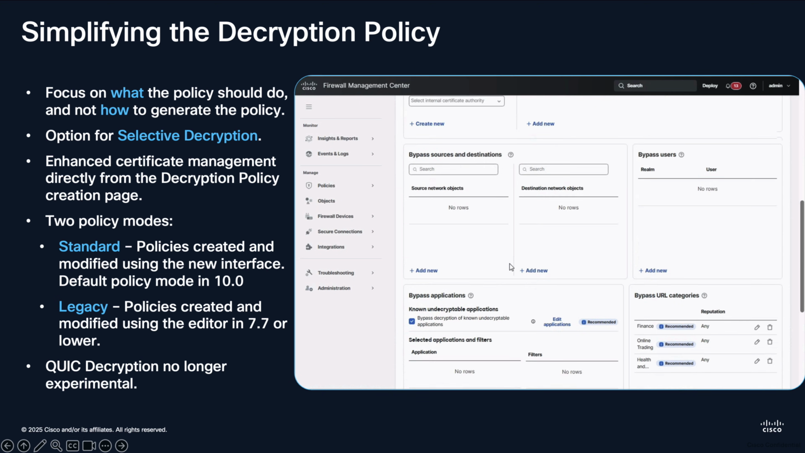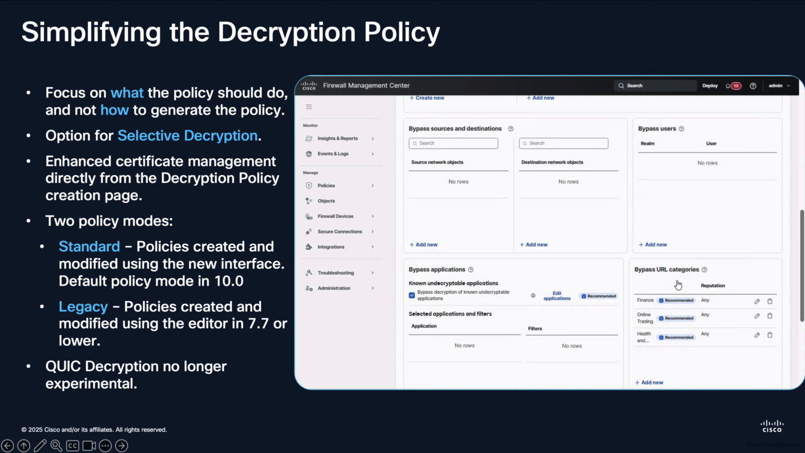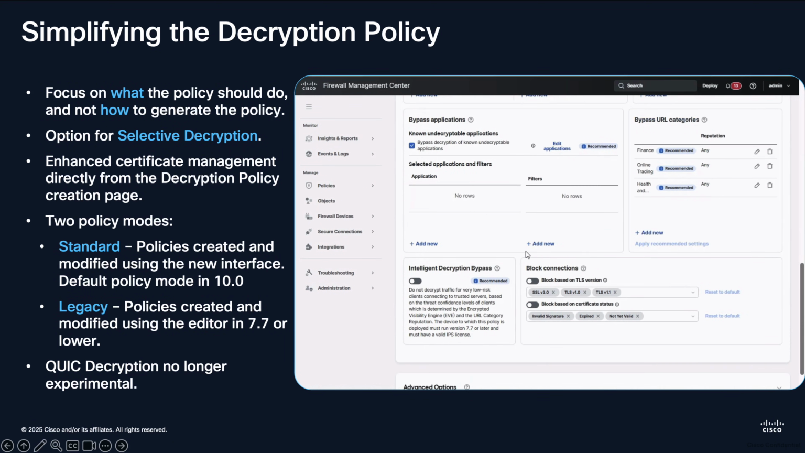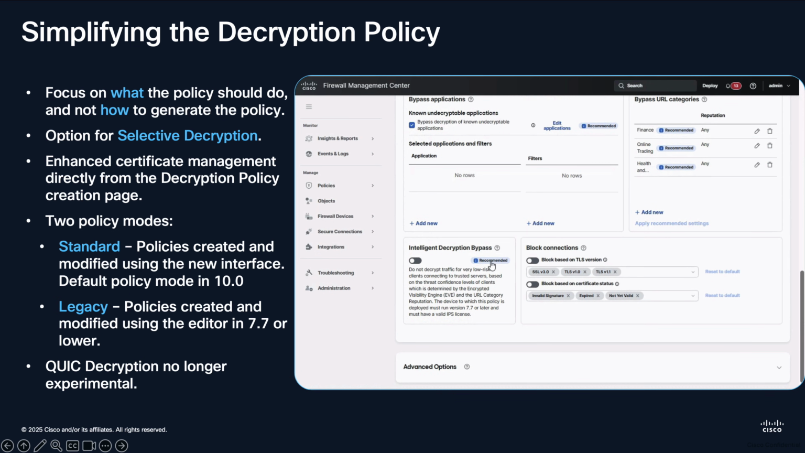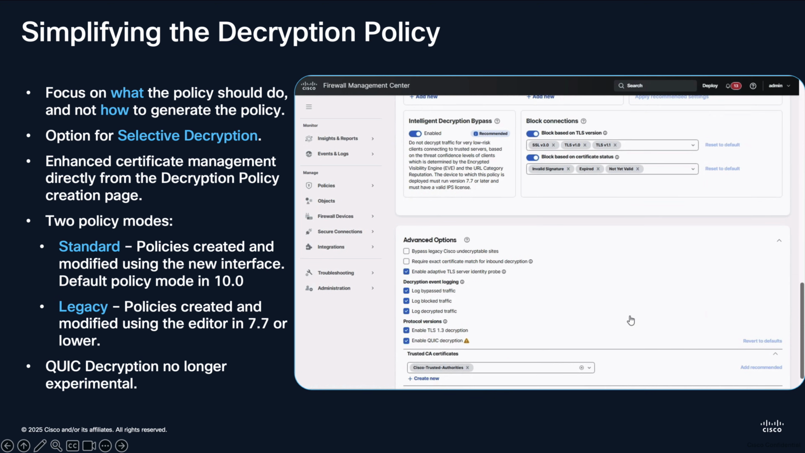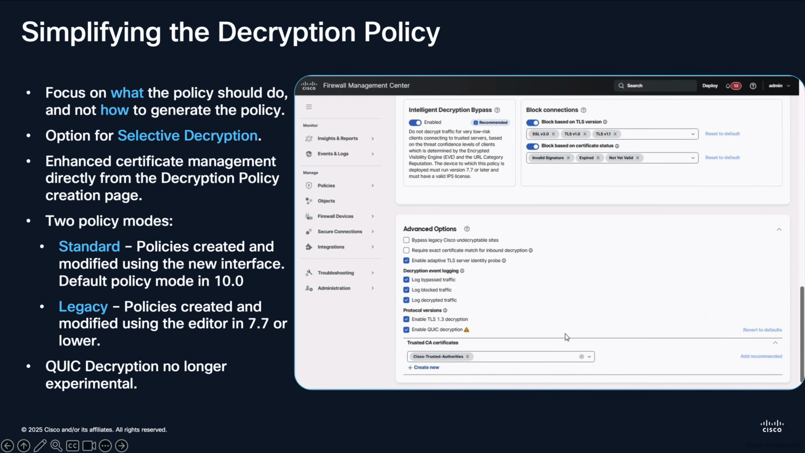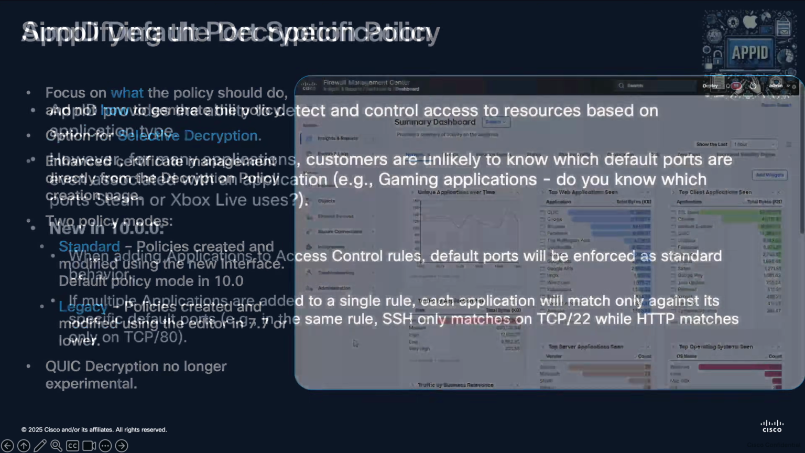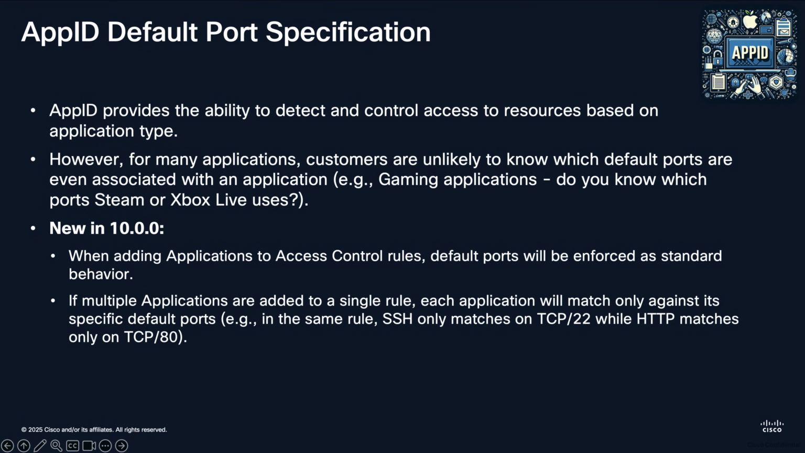Now, once you check the checkboxes, throw the sliders, or input my security zones, we click Save, and no longer do we get a rule view, but a simplified approach on what the policy should do. Also to note, quick decryption in previous releases was deemed experimental, so in this release we removed the tag for this.